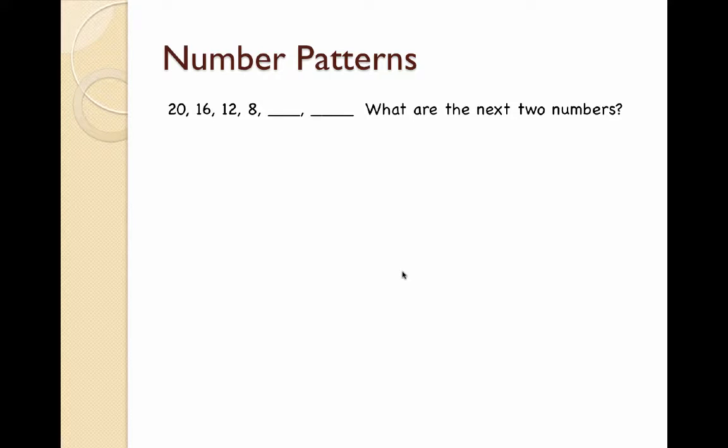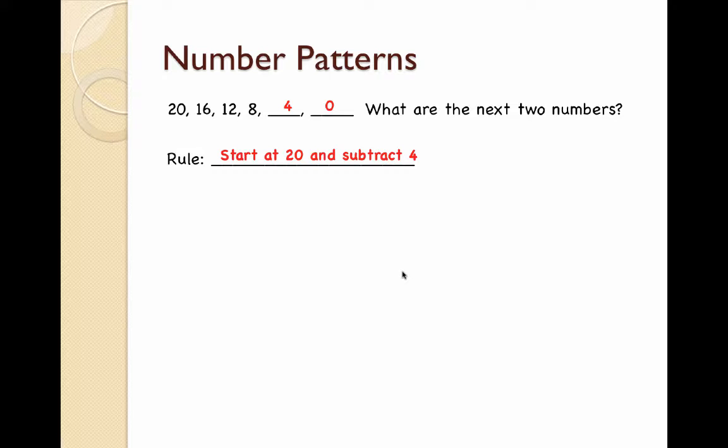So here is a number pattern. It starts off with 20, 16, 12 and 8, and then we want to find out what the next two numbers are. And if you can recognize the pattern, you might know that the next two numbers are going to be 4 and 0. So what was the rule? The rule was that we started at 20 and we subtract 4 each time.